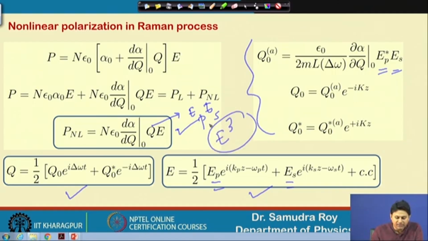This is very important thing that you need to understand here, that why this Raman process is included under chi3 process. The Raman process is included under chi3 process because in case of chi3, P nonlinear is equal to epsilon 0 chi3 E cube. Here also the P nonlinear term is of the order of E cube. That is why it is some sort of chi3 process.